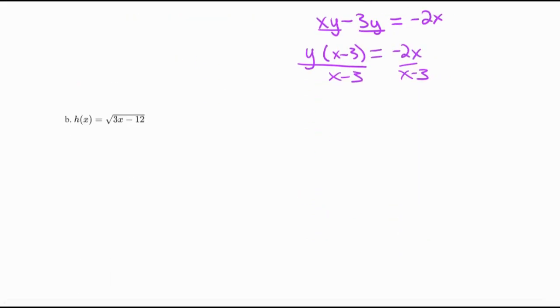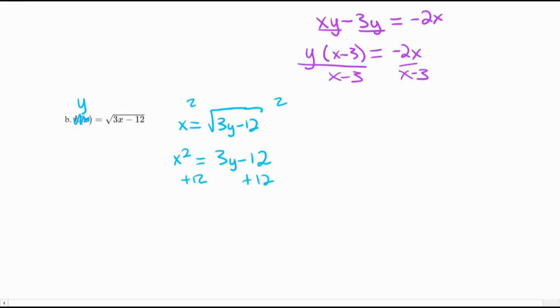Same idea here. I'm going to change up colors and say, okay, now this is y. Anywhere I see a y, I'm switching it with x. 3y minus 12. And now I'm going to solve for y. So first thing I'm going to do is get rid of that square root, which leaves me with x squared equals 3y minus 12. Then I'm going to add 12 to both sides, which gives me x squared plus 12 equals 3y.